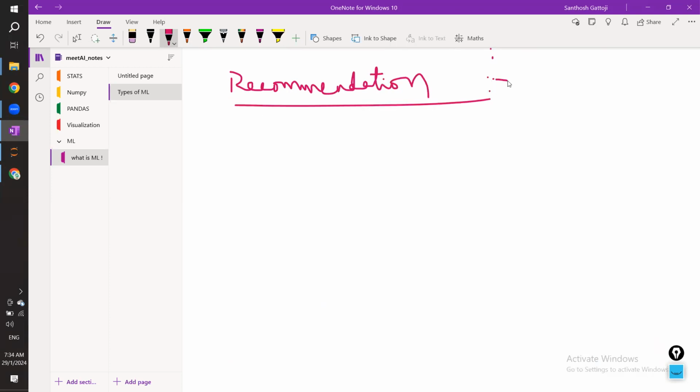So over here, what does it happen? This is also not a very regular type of ML, but I would like to just give you a basic idea. Over here the task is to create some recommendations. One simple example is Amazon. Amazon works mostly on recommendations.